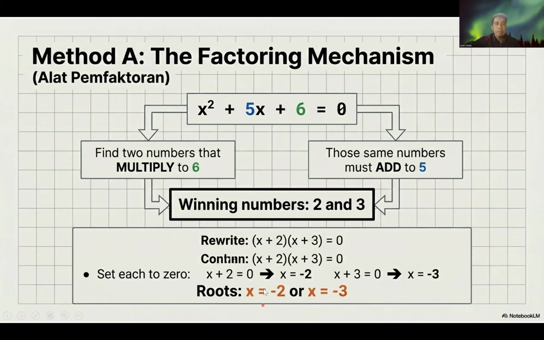This is the mechanism of factoring of x squared plus 5x plus 6 equals 0, and we get the roots: x equals minus 2 or x equals minus 3.